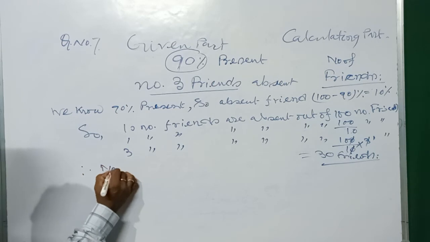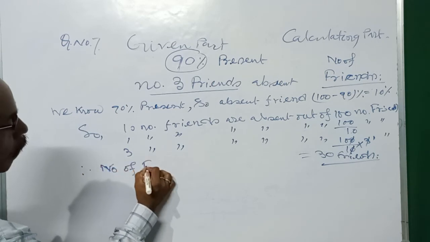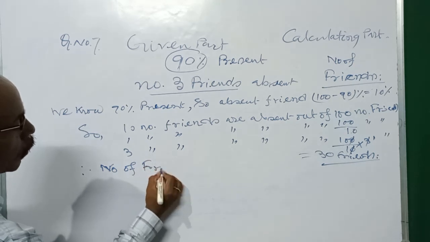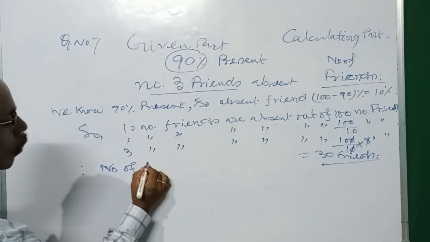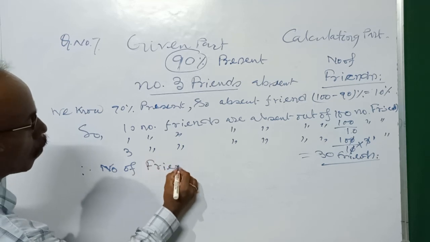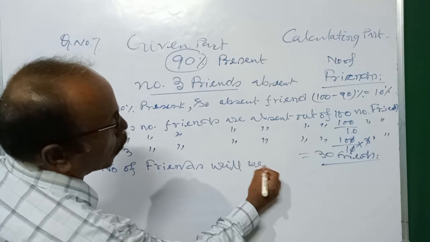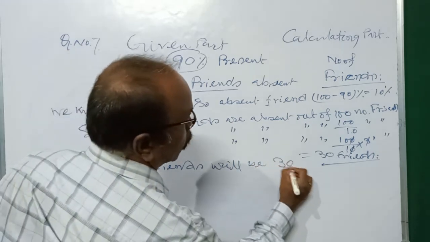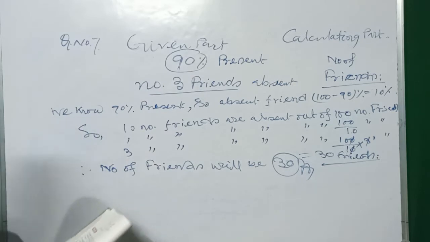Therefore, number of friends will be 30. This will be the required result. Next.